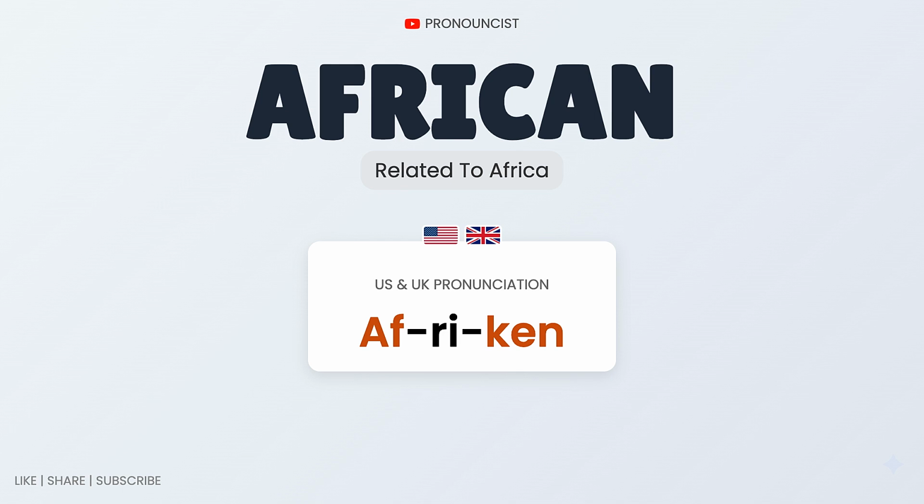Af-re-ken, African. Emphasize AF and soften rikun. Af-re-ken, African. Practice repeatedly and you'll soon be able to say this word perfectly. The best way to practice is to repeat the syllable multiple times.